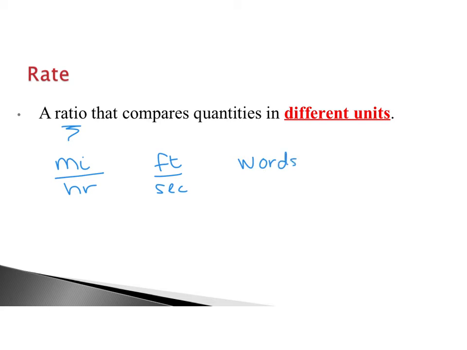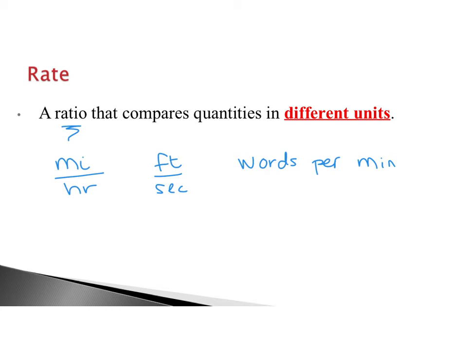We'll say words per minute. And if you notice, miles and hours are different units. Feet and seconds are different units. Words and minutes are different units. So these are different ways that you can express two different quantities that have two different units. So a rate has two different units. That's what you have to keep in mind.